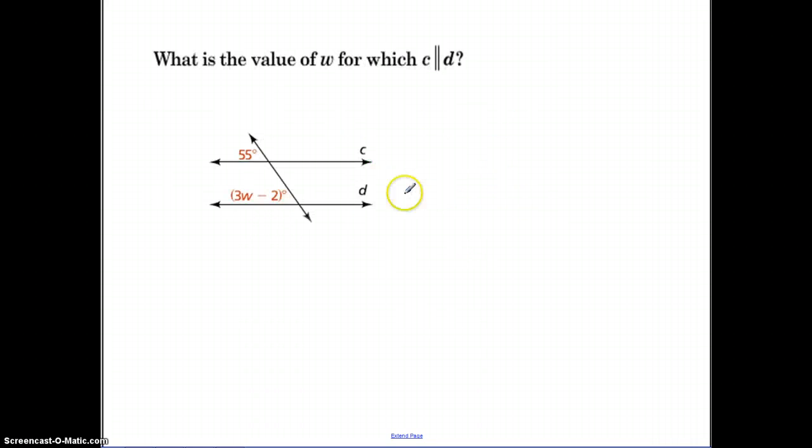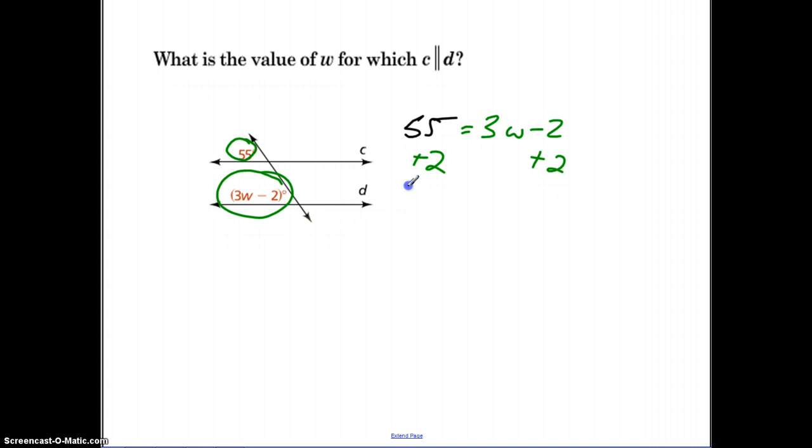Let's look at one more. What is the value of w for which line C would be parallel to line D? So let's look at where these two angles are. We have 55 and we have 3w minus 2. Well, those are in the same location, so those are corresponding angles, and that means they have to be congruent. So I'd have 55 equals 3w minus 2. So to solve this, I have to add 2, and 55 plus 2 is 57 equals 3w. Now I'm going to divide both sides by 3.